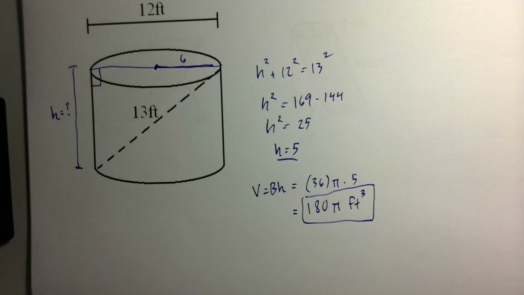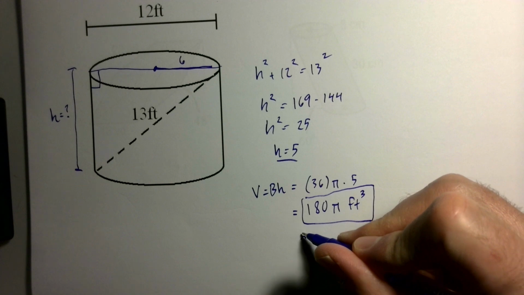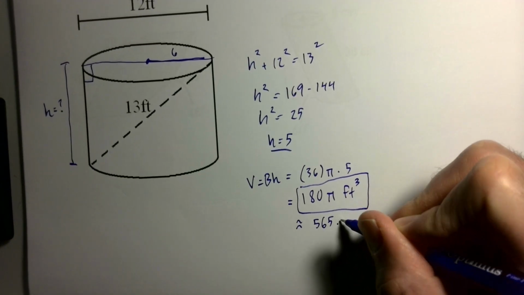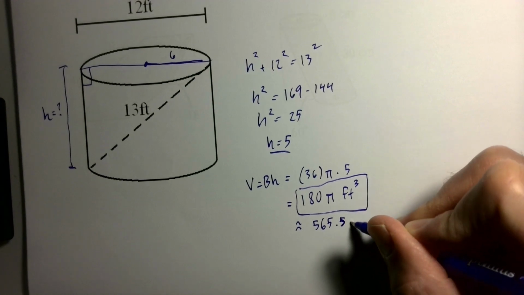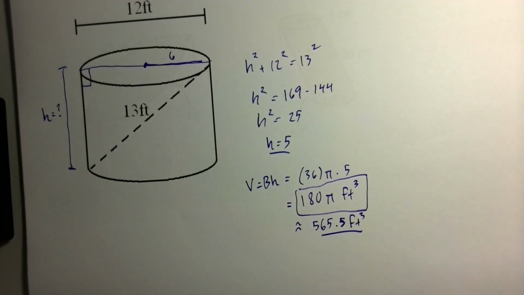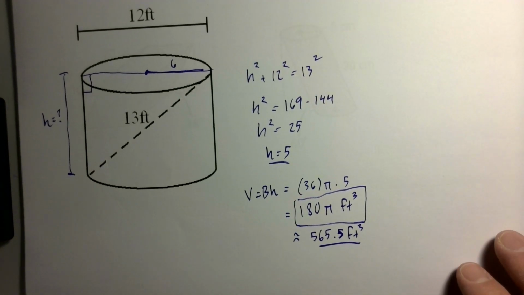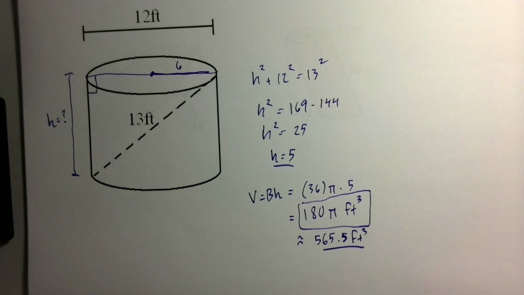If you use 3.14, I don't know how many times I can repeat it, but 3.14 is close to the value of pi. It's not exactly pi, so your answer will be a little off if you use that. This comes out to be approximately 565.5 cubic feet. And so I think that's good enough practice for now on those volume ones. I'm going to post another set of practice problems for my honors students. For my regular kids, this should be enough.